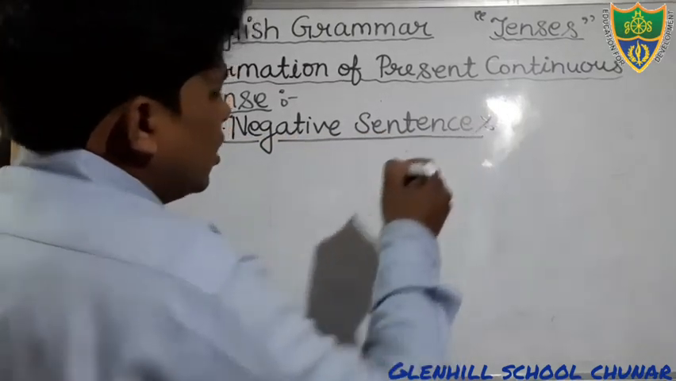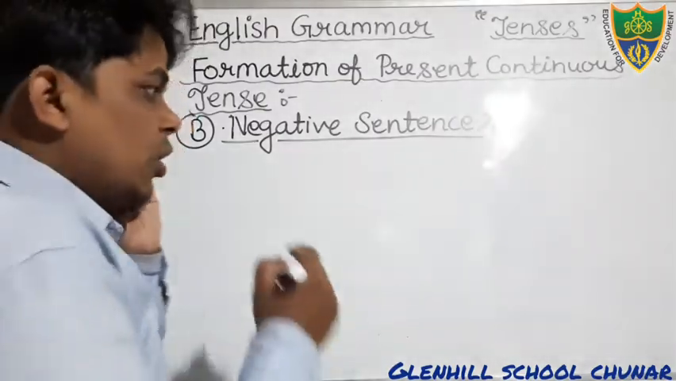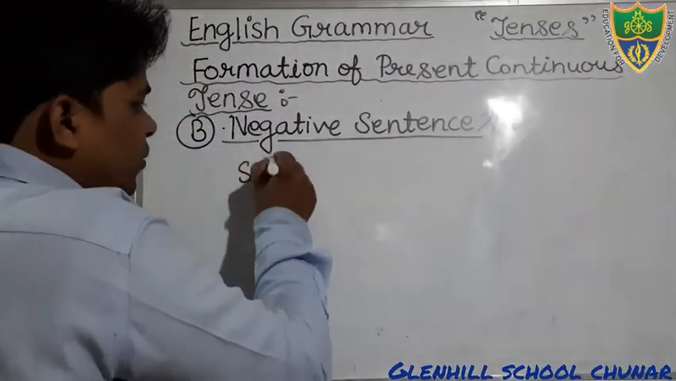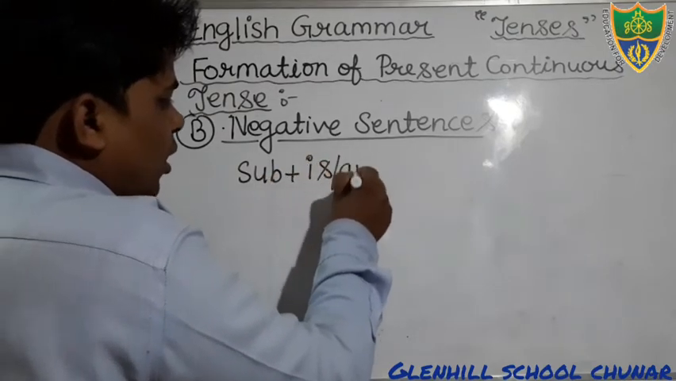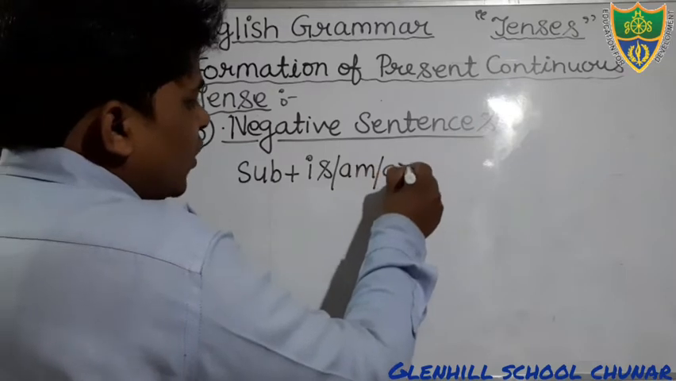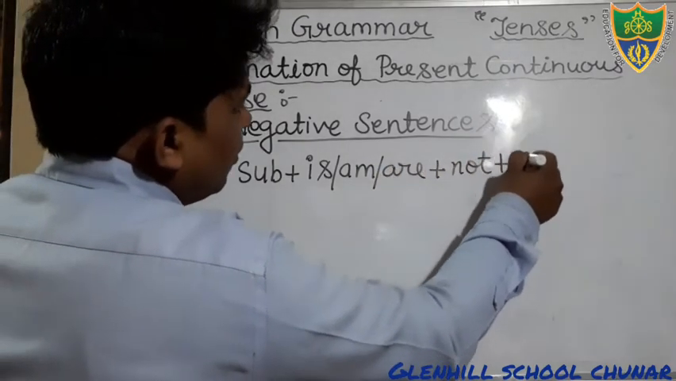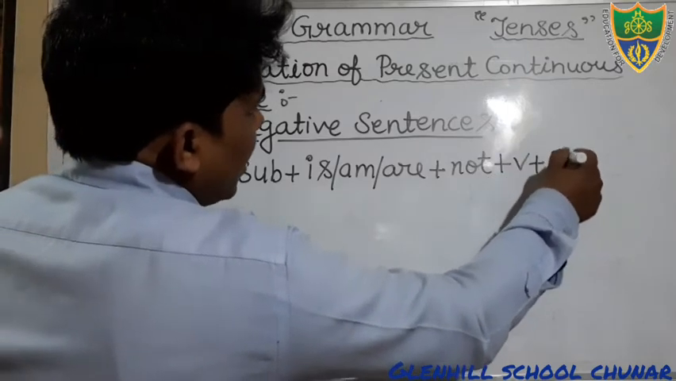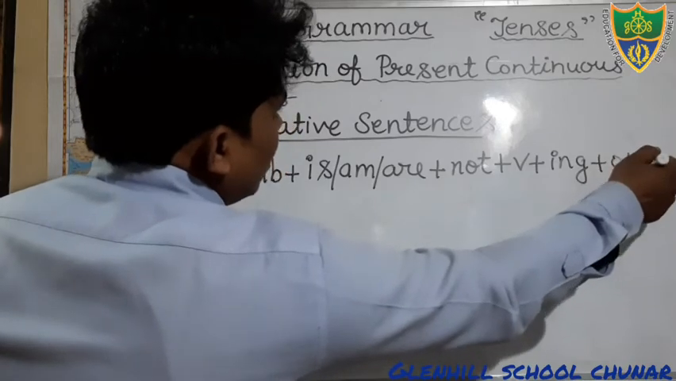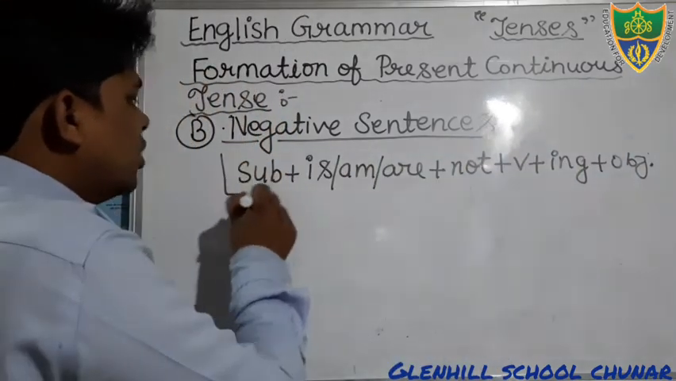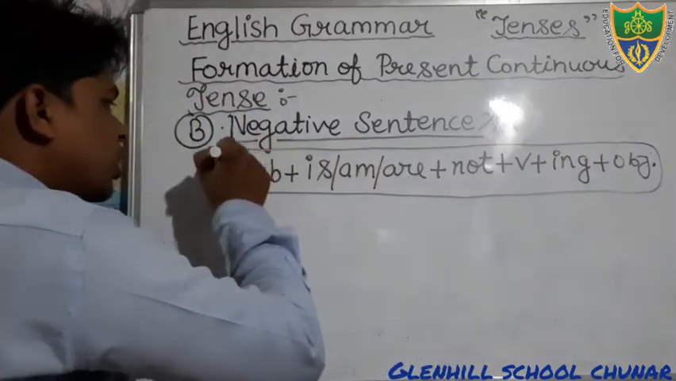Let's see, students, in a negative sentence we find the negative word not. What would be the subject here? Subject will be there. Then after the subject, the helping verb is, am, are, according to the subject, we will use. Then after that the negative word not. Then after that the verb, and to the verb we will add ing. Then after that the object. Then after that a full stop.